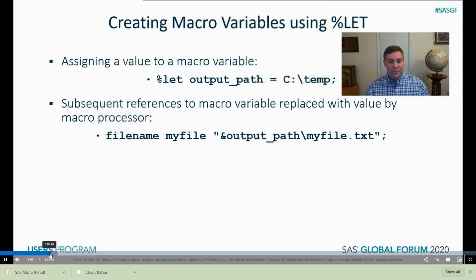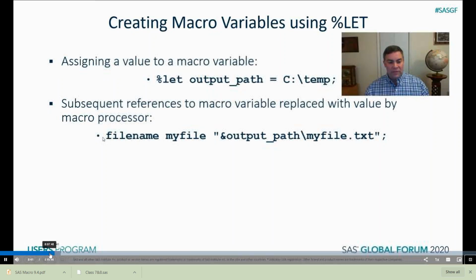Later, we can refer to that macro variable using the ampersand notation. So for example, here we have a file name statement. File name, my file, and then in quotes, where we normally would have a complete path and file name, we have a macro variable reference. We have ampersand output_path \myfile.txt. When this statement is submitted, the word scanner will notice that there's a macro trigger in here. And the macro processor will then kick in and resolve this macro variable reference.